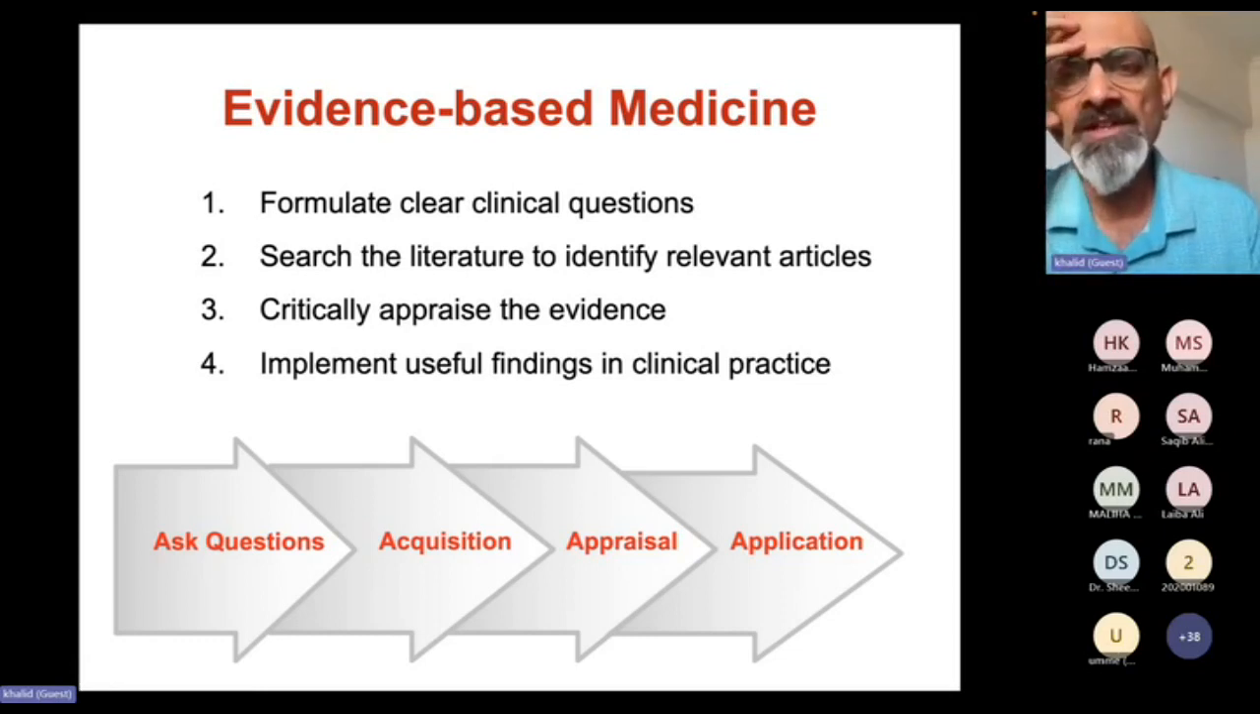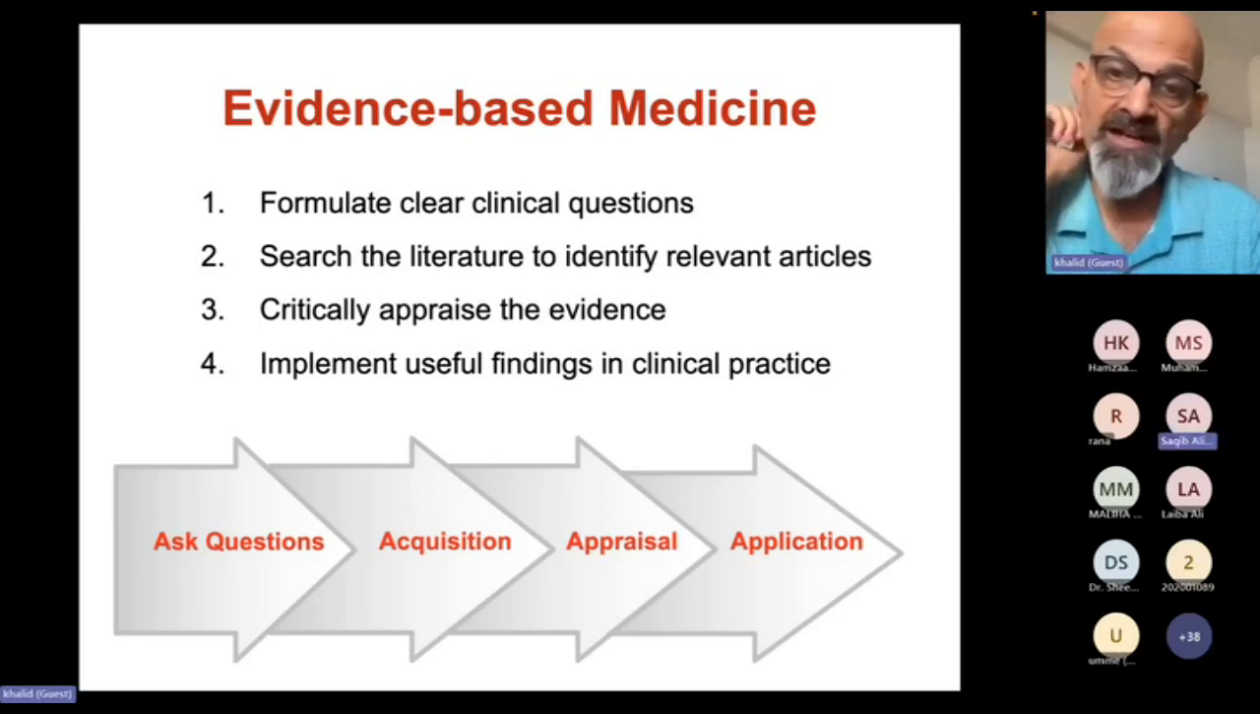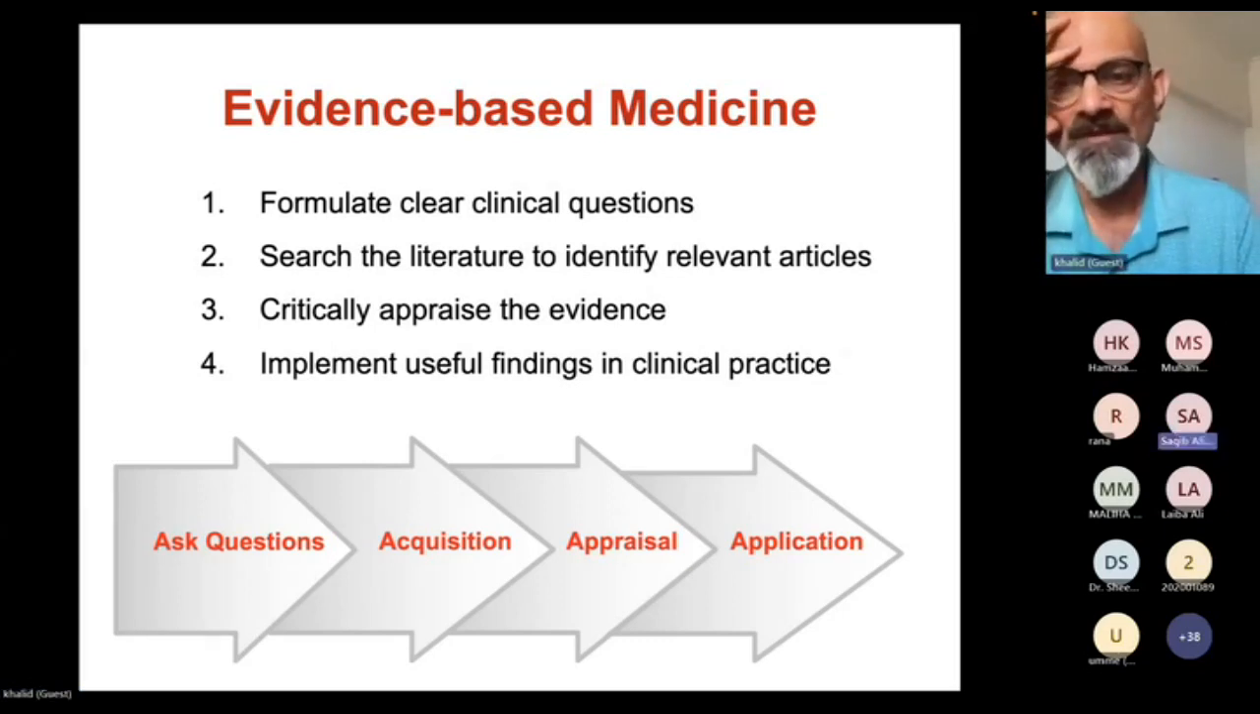So when we appraise the design or design related features of the study, another word apart from critical appraisal for this activity can be called assignment of level of evidence. And then when we go on to step 4, which is implementation of useful findings in clinical practice, this we can also call it generation of recommendations for practice.